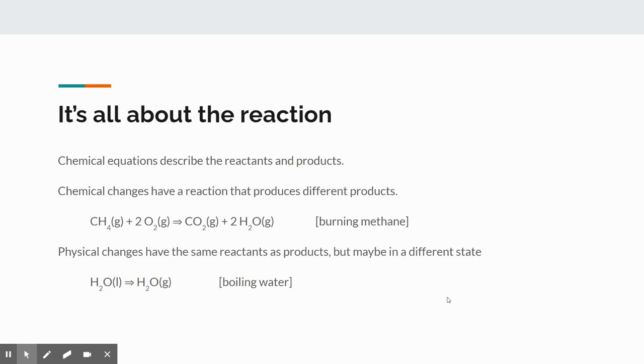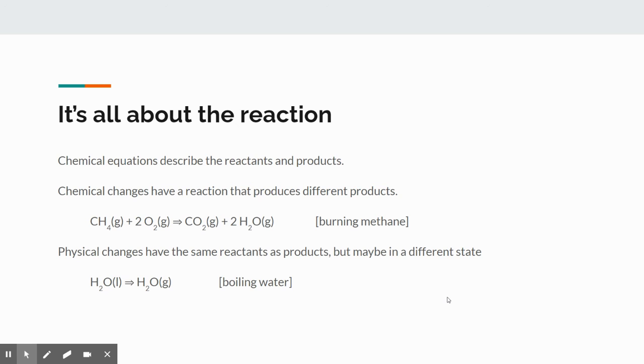So it's all about the reaction. It's all about the chemical equations. So when you write a chemical equation for a reaction, you can determine if it's a chemical change or a physical change. So in this example, I'm burning methane in the first one. And so you have CH4, which is methane, plus O2, which is oxygen, and that produces carbon dioxide and water, right? And carbon dioxide and water are different. They're different chemicals than you started with, than the methane and the oxygen.